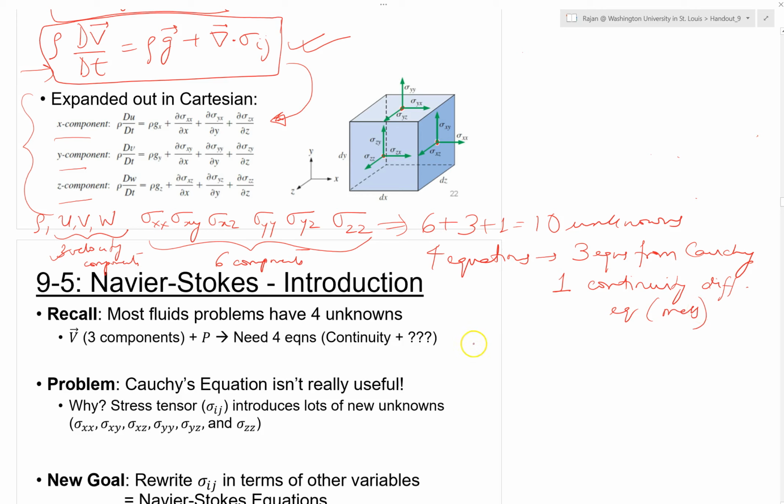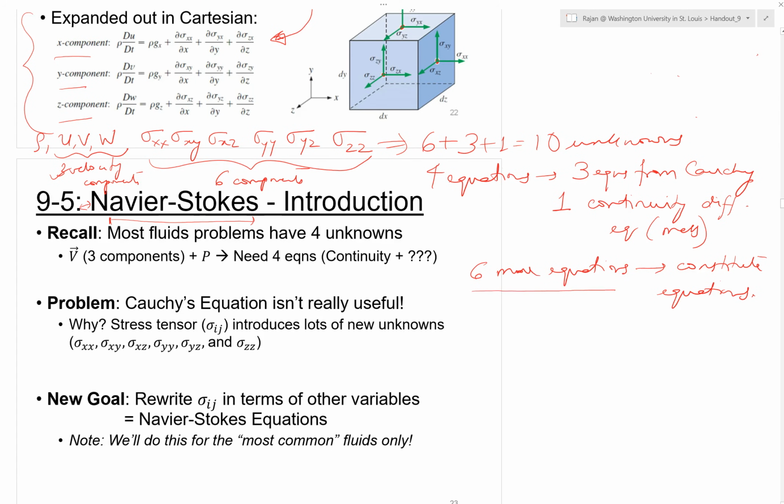So there are 6 more equations needed to make the Cauchy's equation solvable, and these 6 more equations we call the constitutive equations. The challenge posed in the late 1800s was how to figure out these 6 more equations and come up with a way to attack this problem in fluid mechanics. It took a mathematician and an engineer, the pair we call Navier-Stokes, to come up with the solutions, and this segment of the chapter is all about that.